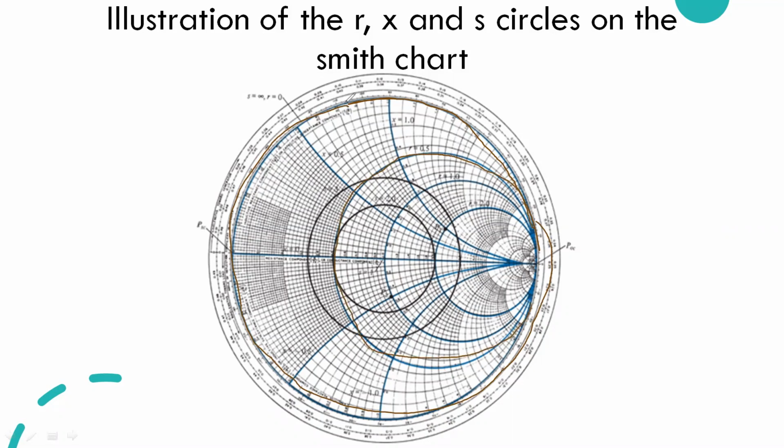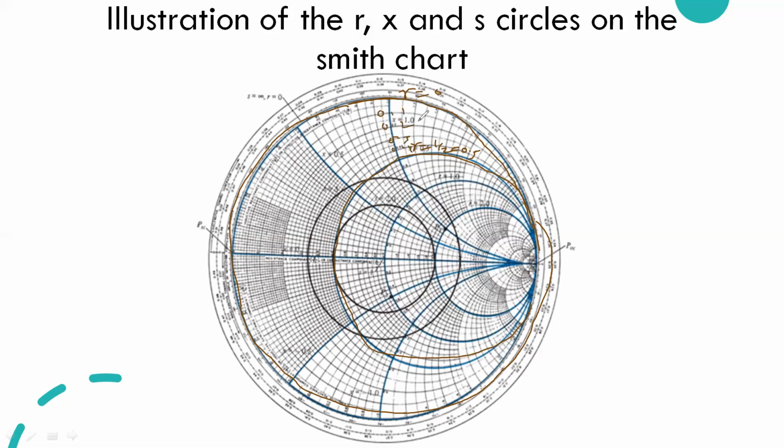So in between the R equal to 0 circle and the R equal to 1 by 2 circle, which is of course 0.5, and in between R equal to 0 and 1, we have other circles. What are those circles? R equal to 0.1, R equal to 0.2, 0.3, 0.4.